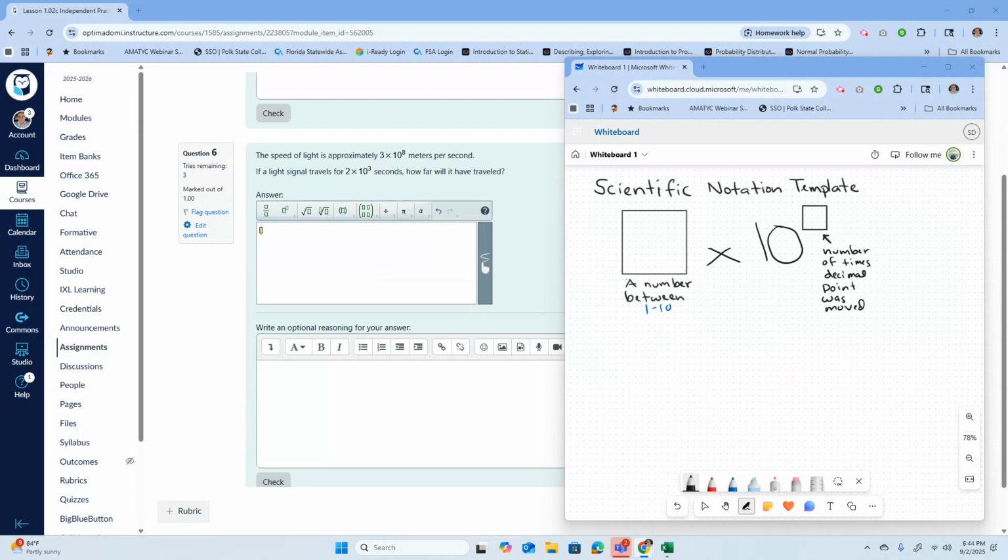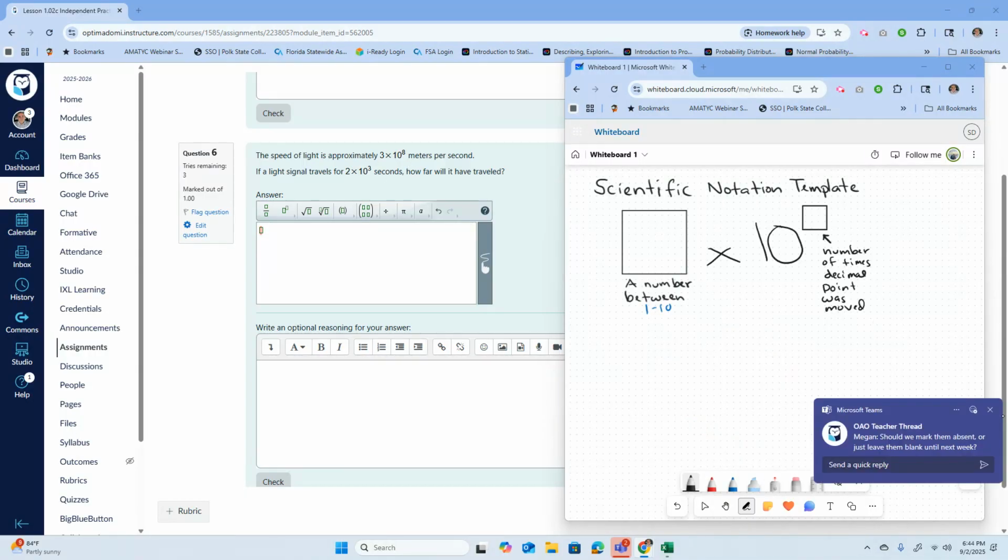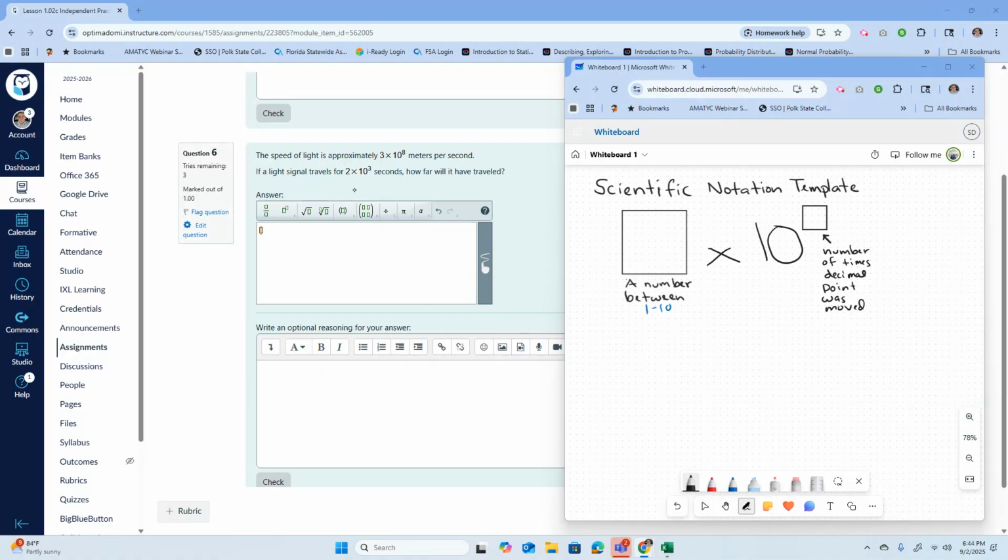In problem number 6, when you read the problem, we're going to have another multiplication because they told you how many meters the light can travel for every second. And if the light takes a certain amount of seconds, to find out how much it traveled, the distance, you just multiply the speed by the time. So basically, I am multiplying 3 times 10 to the 8th power by 2 times 10 to the 3rd power.